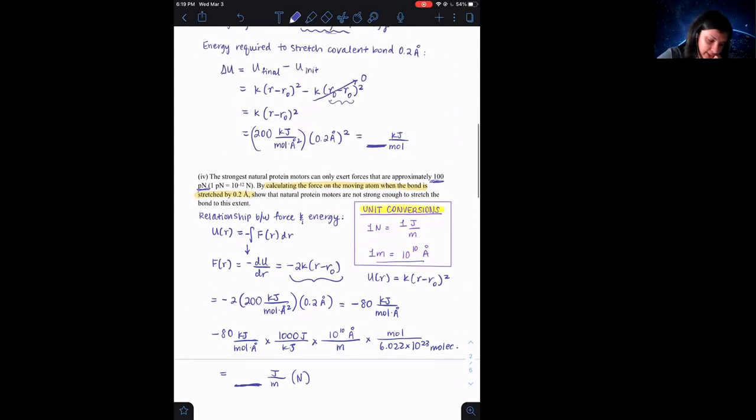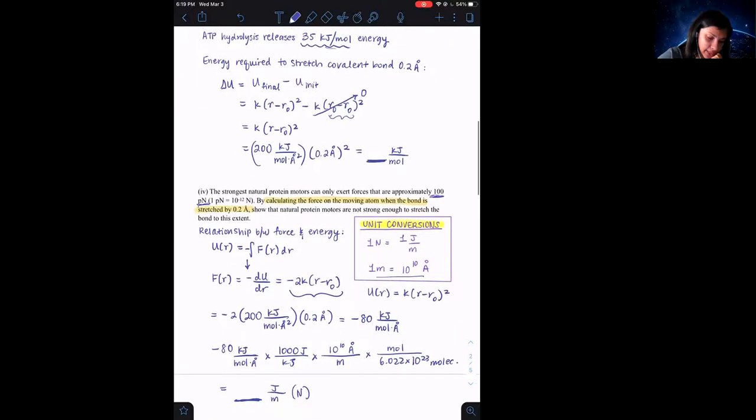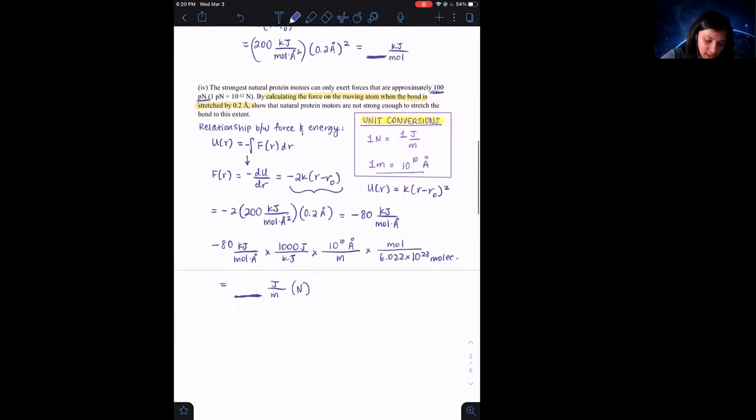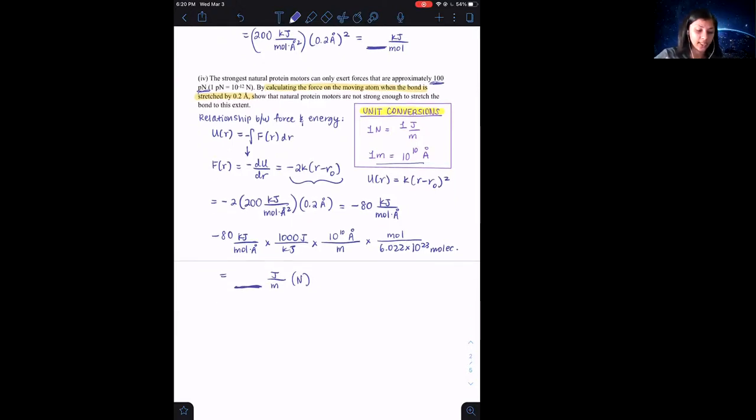All right, are there any questions on parts 3 and 4? Does the negative not matter in that case? Yes, technically, since we're only considering the magnitude of force, the negative would not matter.